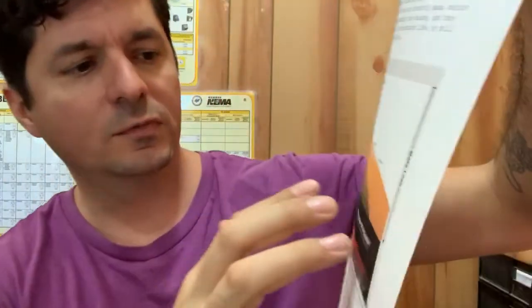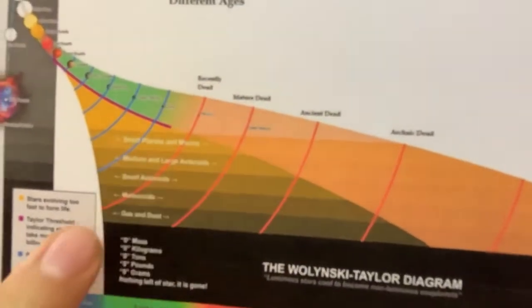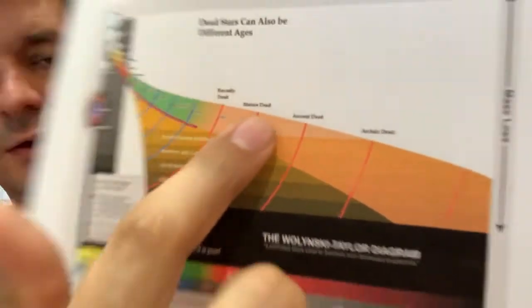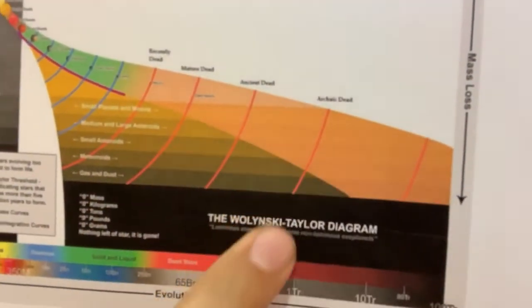And on the graph, I have here recently dead on that phase curve. This is the phase curve, that red line, that red curve. And you have mature dead, and you have ancient dead, and you have archaic dead. And I use words to differentiate them. I know it's not exactly a number, but that's kind of like to put in your mind that, yeah, you could be looking at Mars or you could be looking at Venus. They're both dead, but one is a hell of a lot older than the other.